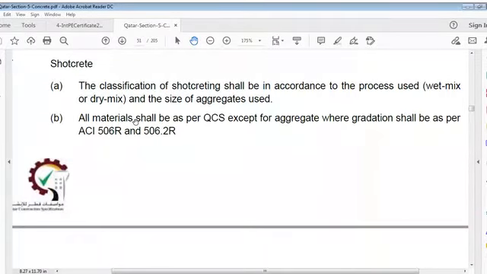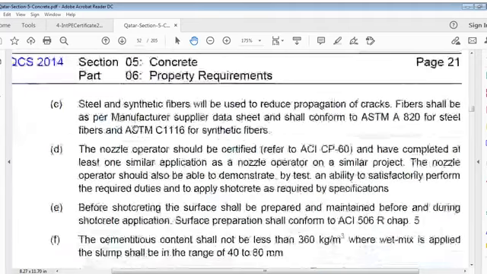Shotcrete. Classification of shotcreting shall be in accordance with process used, that is wet mix or dry mix, and size of aggregate used. Material shall be according to QCS except for aggregate, where gradations shall be per ACI 506R and 506.2R.